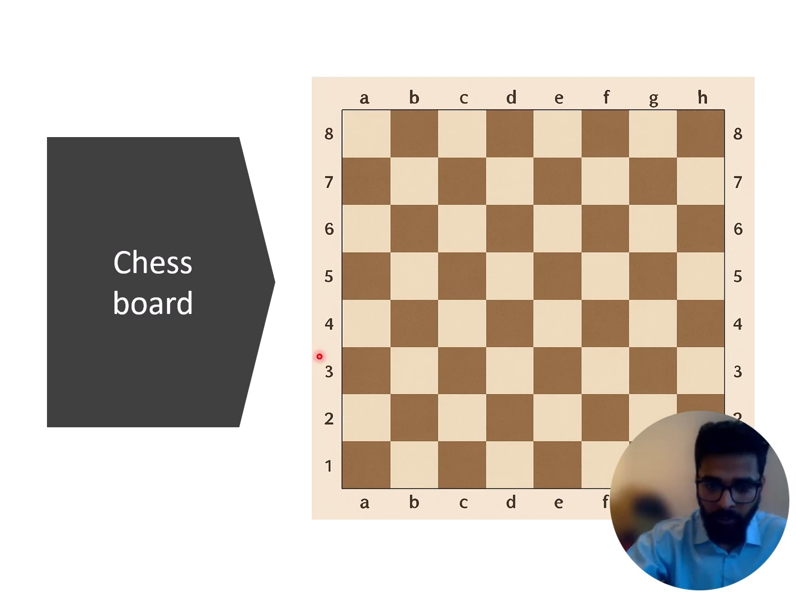The dimension of the chessboard is 8 by 8, it has 8 rows and 8 columns. The vertical ones we call files, and the horizontal ones we call ranks in chess terminology. And each square has a value, like this square has a value of B7, this is D7, and if you see, this is D3.